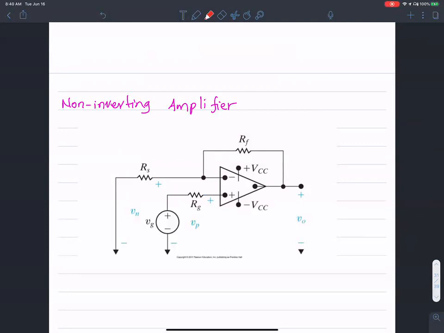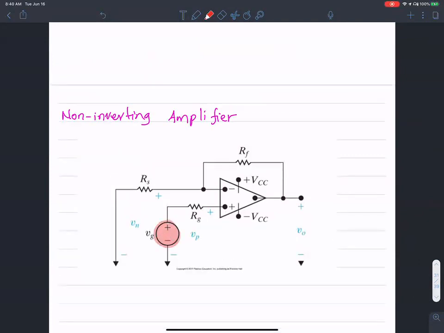Look where the signal is applied. The signal is applied to the positive terminal. Earlier in the inverting configuration, the signal is applied to the negative terminal, remember? Not so in the non-inverting amplifier. In fact, the very idea of a non-inverting amplifier is that I'm applying an input to the non-inverting or positive terminal. And the rest is still the same. The output is fed back into the negative input.